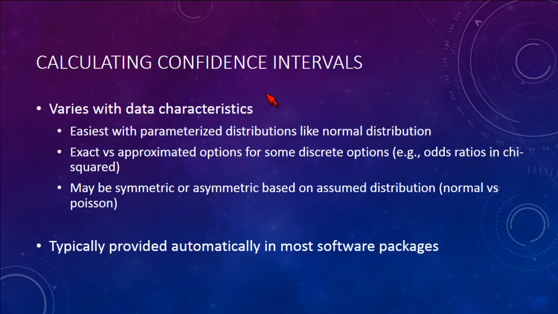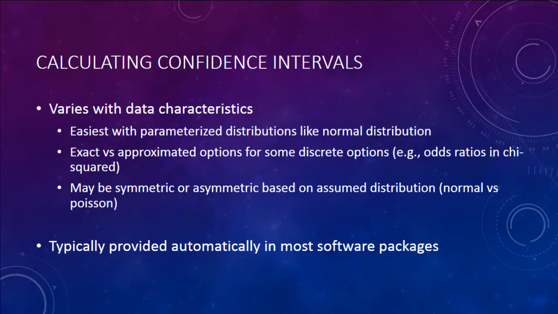So how we calculate confidence intervals really varies with the characteristics of the data that we're analyzing. This is easiest with parameterized distributions like normal distributions. If we do our histograms, as Bill just mentioned, and you see a nice normally distributed distribution, you do a test of normality, it's normally distributed, you can confidently use confidence intervals that are based on normal populations. Sometimes you have other populations, like we'll talk a bit about Poisson populations.